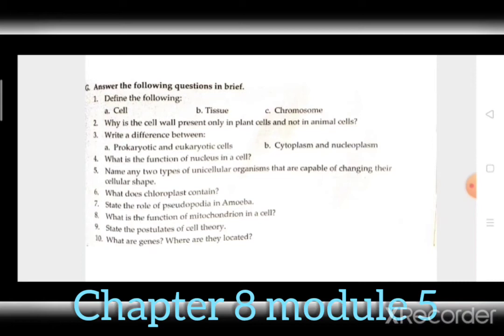And fourth one is, what is the function of nucleus in a cell? Nucleus behaves like the brain of the cell. It controls and coordinates all the functions taking place in the cell.